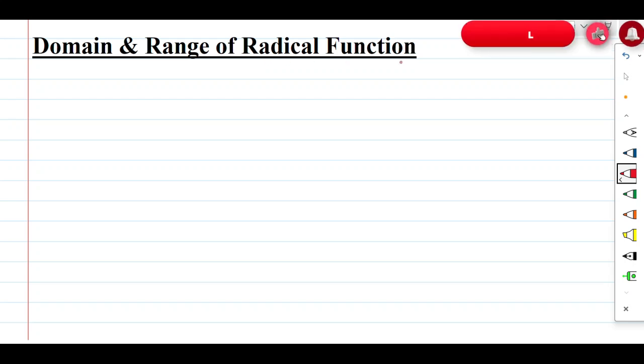Range of radical function. A radical function is also called a square root function, right? So we can say the standard form for that radical function is y equals root x. That is the square root function or the radical function.